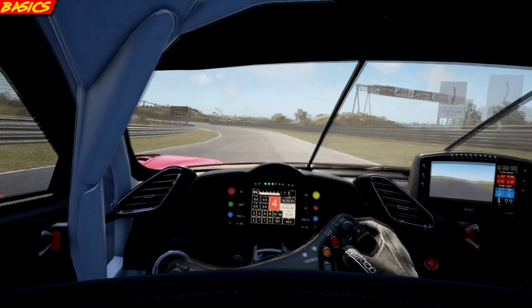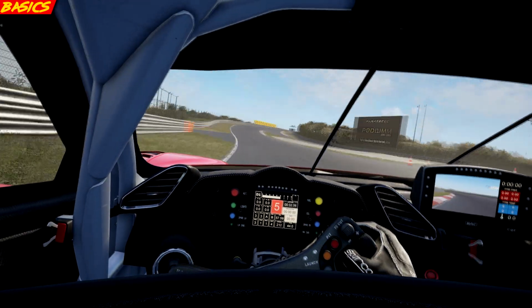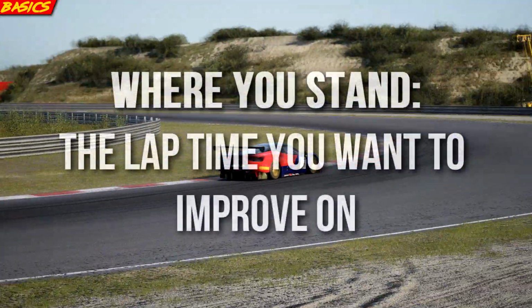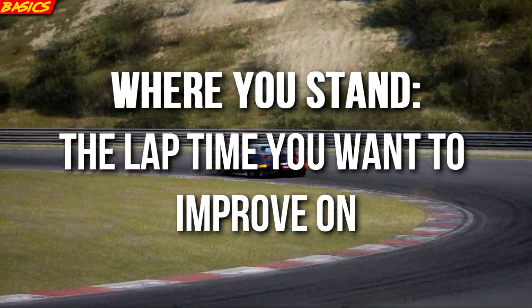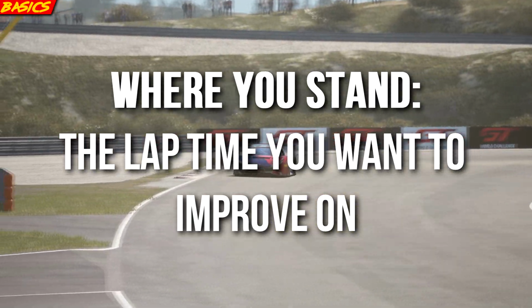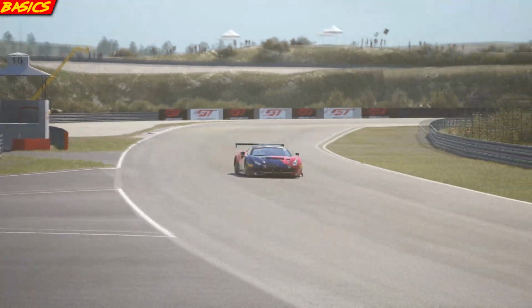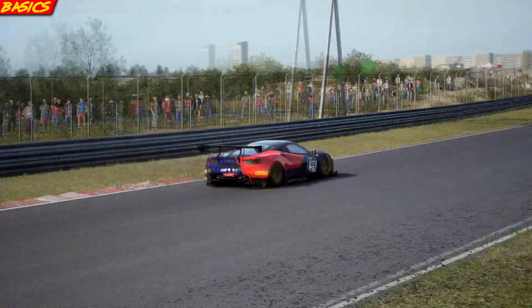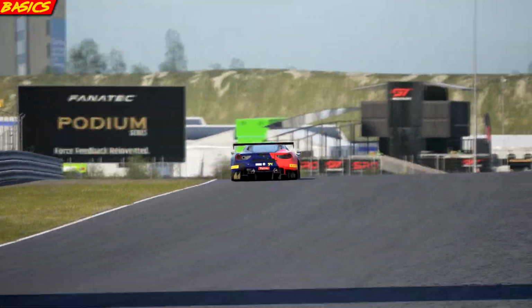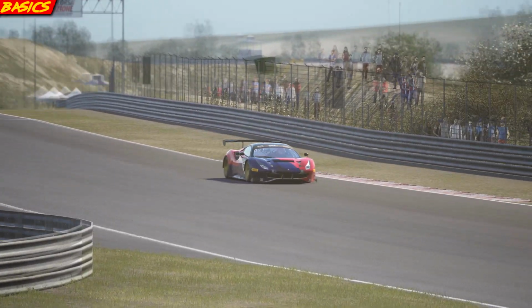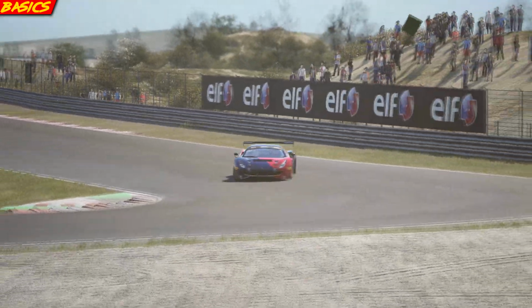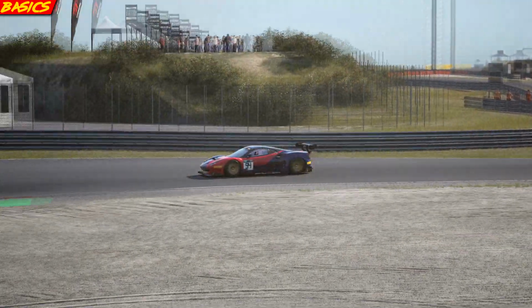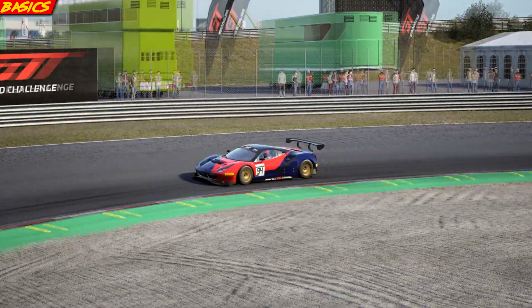When you're trying to improve, it's important to know where you currently stand. What I mean by this is, what is the lap time you want to improve on? Let's take Zandvoort as an example. When you're racing on that track, your average lap time might be around 140, but you're not winning any races with that, so you want to improve on that. Alright, let's find out where we stand.